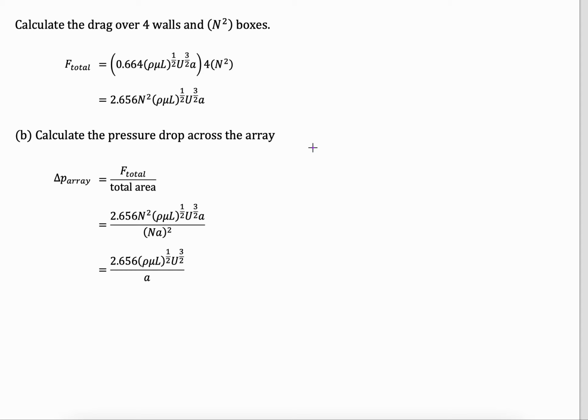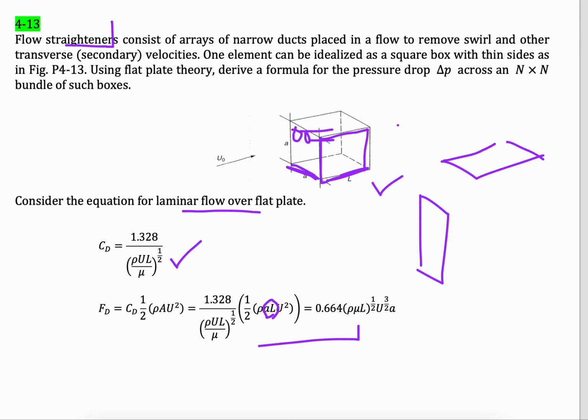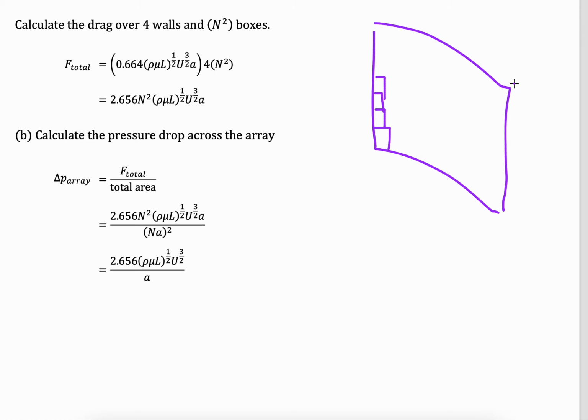Okay, calculate the drag over 4 walls and n boxes. So n square means normally we assume that we have a big area like this one, and then we put the same small box here. Because the question is n times n, we use the idea of n square boxes here, and then we multiply by 4, so we get this idea.